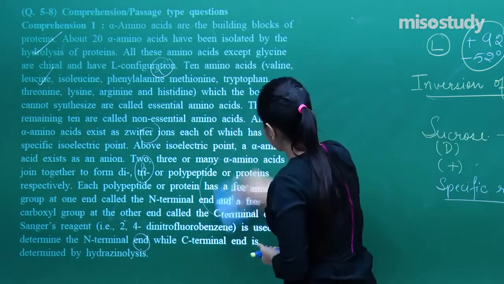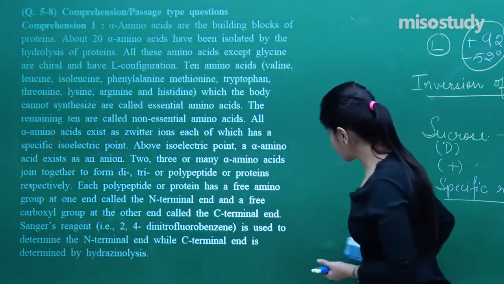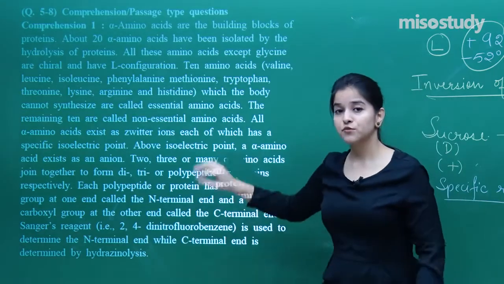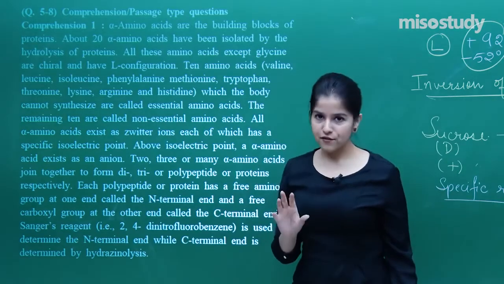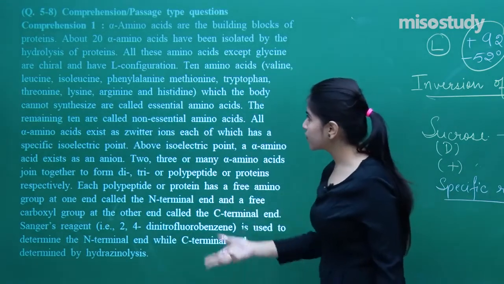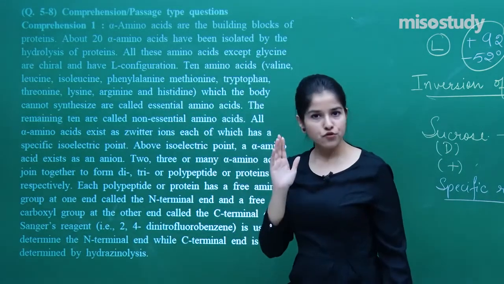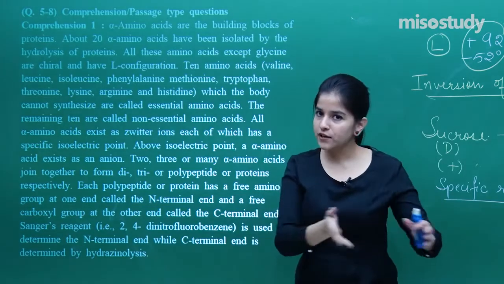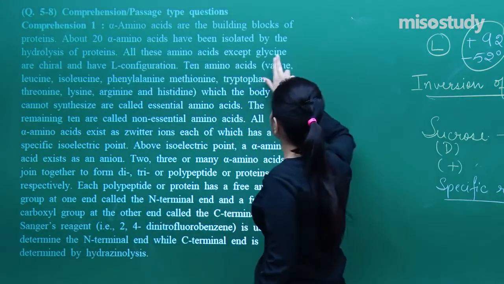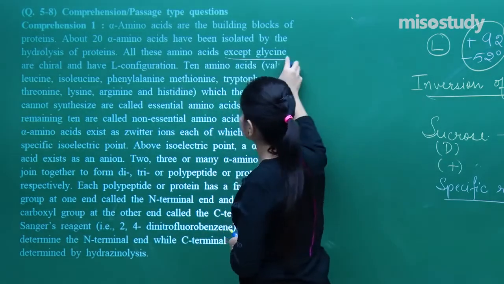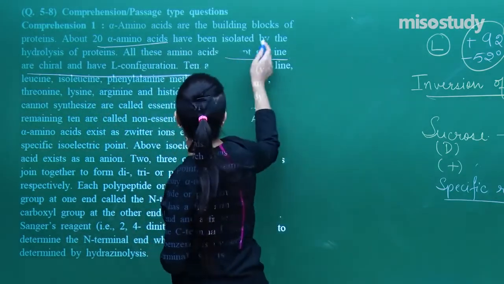Now here comes the big question. What big question? Having a comprehension passage, you need to read it out because there may be certain answers which are hidden in this passage only. So alpha amino acids, again it's talking about alpha amino acids are the building blocks, we all know. About 20 amino acids have been isolated from hydrolysis. So every time we perform hydrolysis in order to isolate different amino acids, we know that. Now all these amino acids except glycine are chiral and have L configuration, we know that.